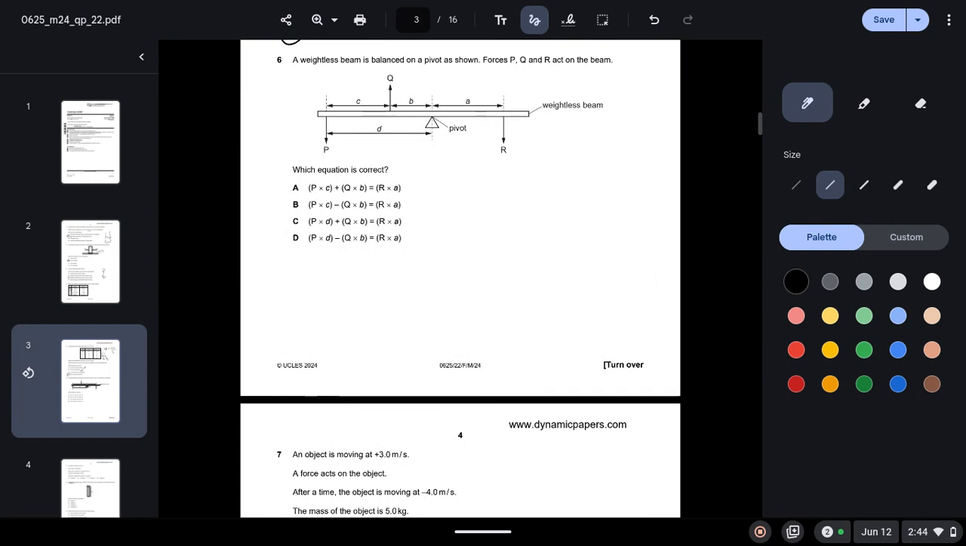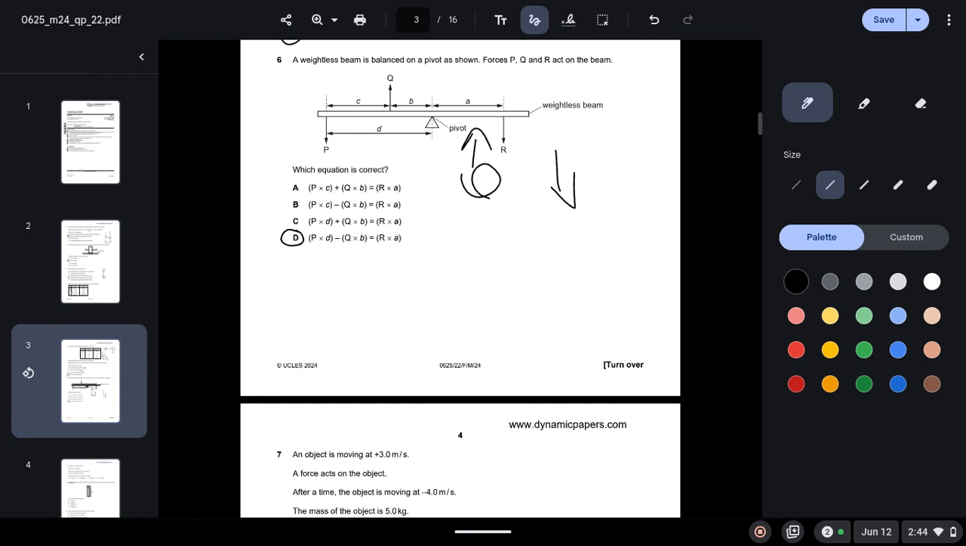Question 6. A weightless beam is balanced on a pivot as shown. Forces P, Q and R act on the beam. Which equation is correct? Okay, so we can see that forces P and R are in the downwards direction and Q is in the upwards direction. So keeping that in mind, when we go through the equations, you can see that equation D is correct.